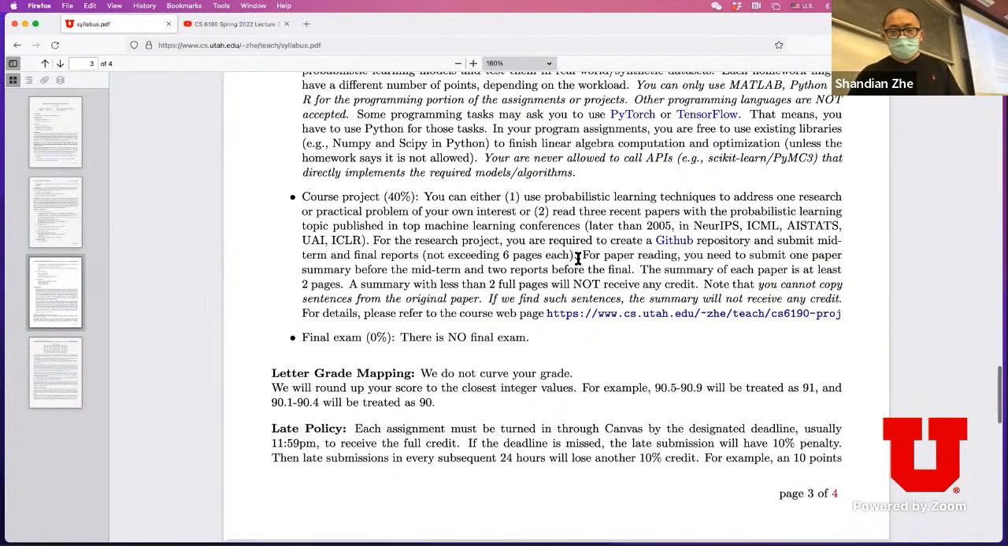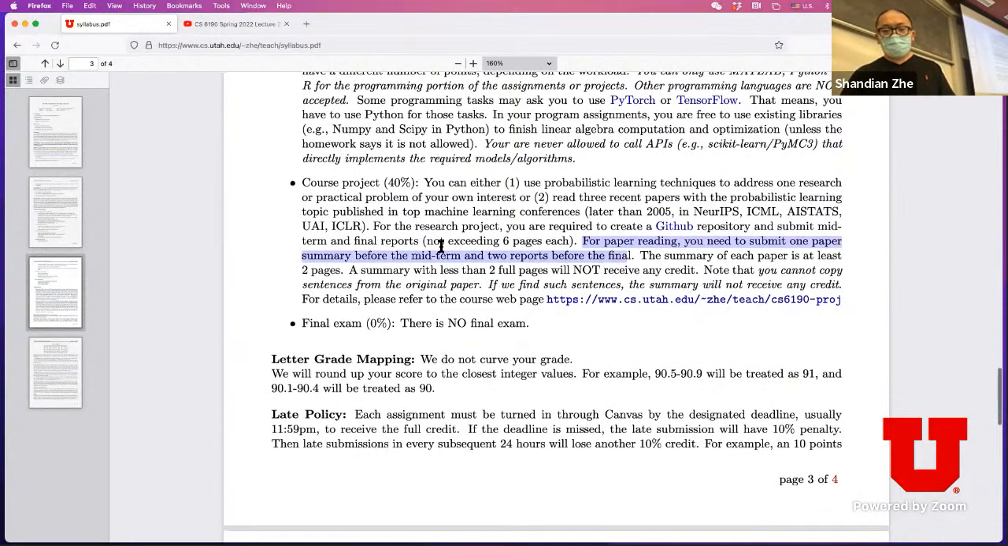So for the paper reading, or for the research project, you need to create a GitHub repository and submit a midterm and a final report. The midterm report and final report tell us your progress, your final results, and your discussion, in no more than 6 pages. And for paper reading, before the midterm, you need to submit 1 paper summary, which is at least 2 pages.